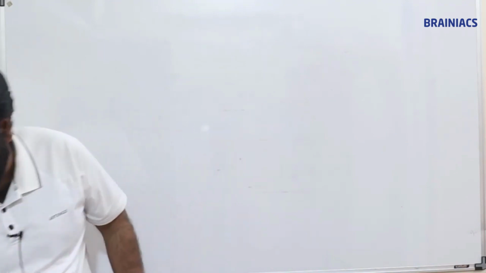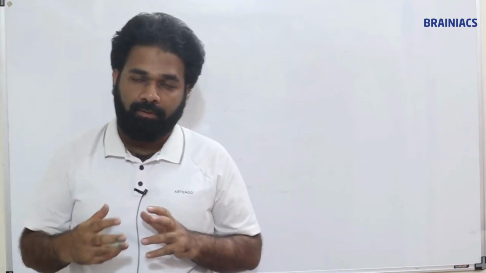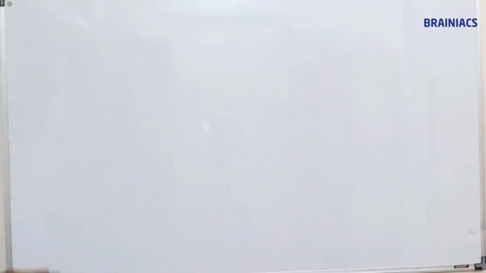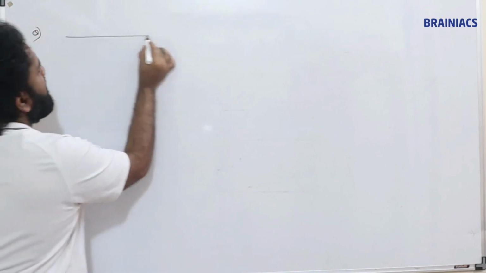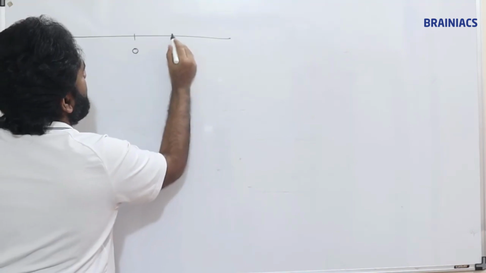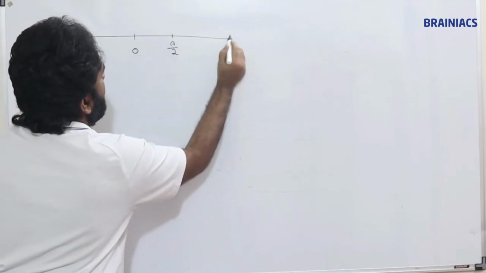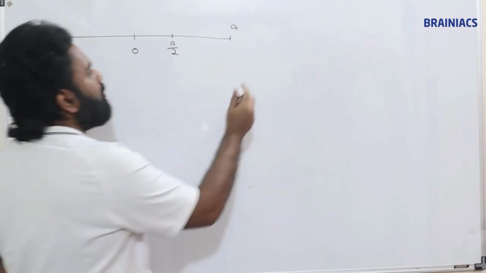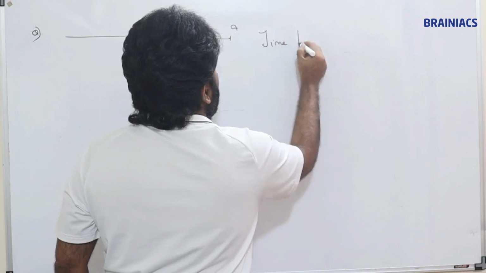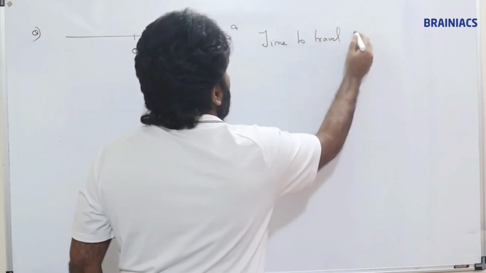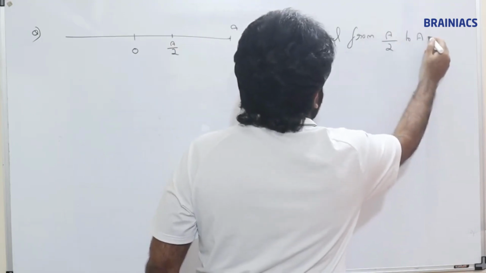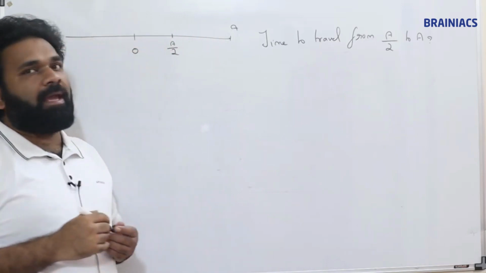As usual, we will start with the simple problems, then we will increase the complexity. First question: an SHM is given with mean position. This is A by 2 and this is A. What is the time to travel from A by 2 to A?